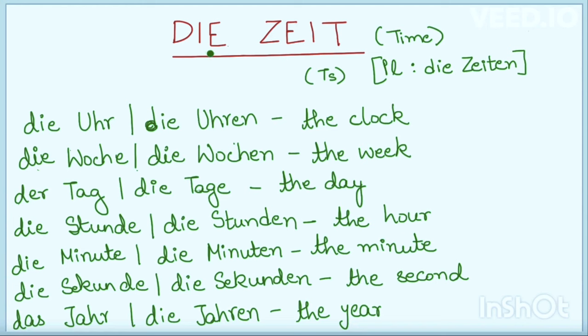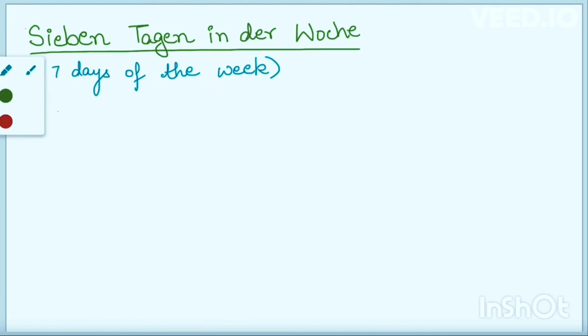Finally, we learned die Zeit, die Zeiten, die Uhr, die Uhren, die Woche, die Wochen, der Tag, die Tage, die Stunde, die Stunden, die Minute, die Minuten, die Sekunde, die Sekunden, das Jahr, die Jahren. Now that we have learned some basic vocabulary, let's look at the 7 days of the week. That is, 7 Tage in der Woche.